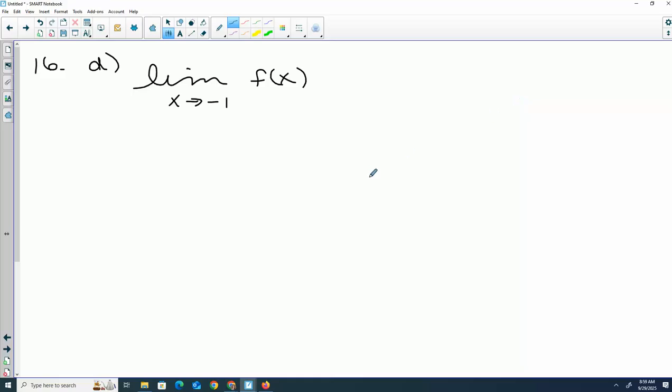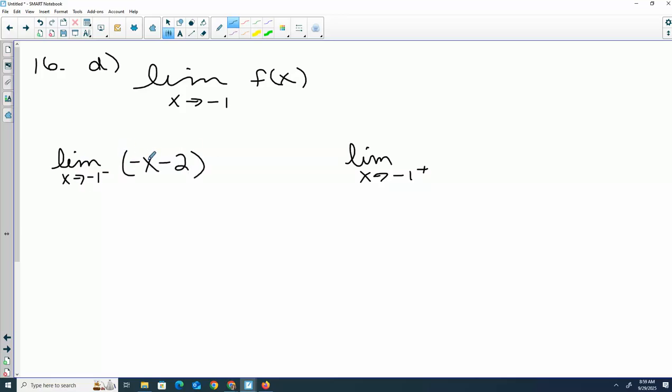because we don't care what happens at -1, just as we approach it. So because -1 is in between two steps, we have to do the limit from both the left and the right. So the left would be less than -1, so that's your -x minus 2.